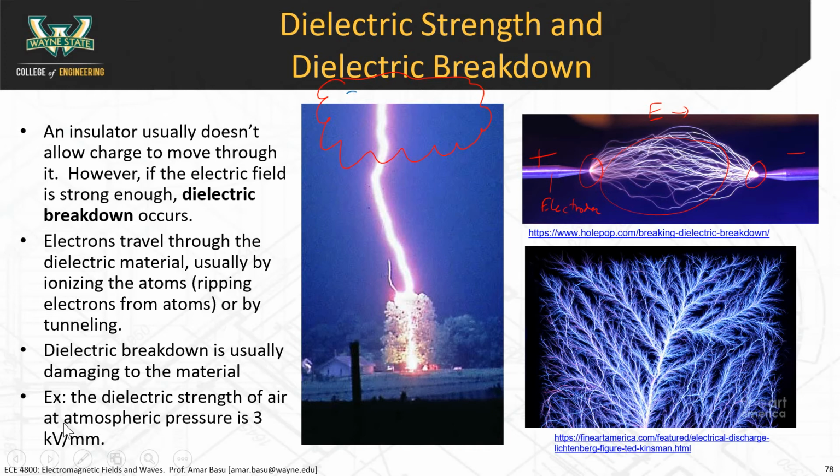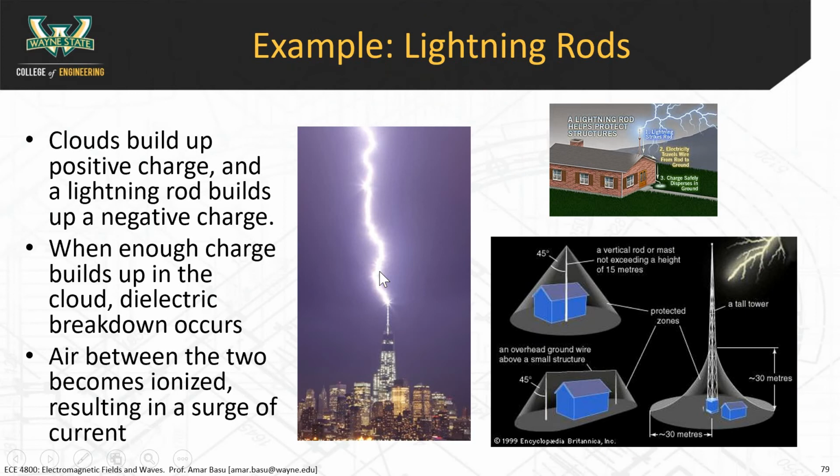The dielectric strength of air at atmospheric pressure is 3 kilovolts per millimeter, so that gives you an idea of how strong an electric field you need to actually turn air into a plasma. And that's what happens in the case of lightning. How lightning works is that you get a cloud up here that builds up a lot of positive charge, and the lightning rod builds up negative charge. There is a really strong electric field between them, pointing in this direction. Once that electric field exceeds the dielectric strength of air, lightning occurs. The air becomes ionized and conductive. You get a surge of current.